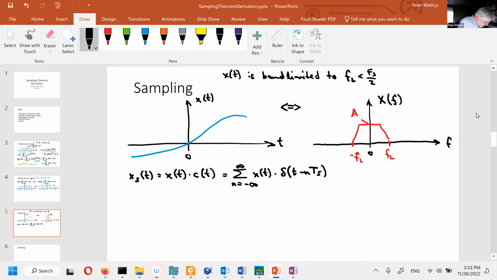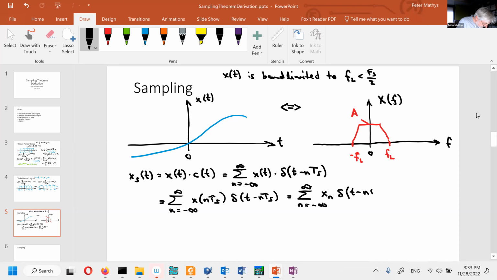And this we can in turn write as being equal to the sum of n equal to minus infinity to plus infinity of x of n times ts times delta of t minus n times ts, where we make use again of the shifting property of the delta function. And then we further simplify that somewhat to say that this is the sum over n equal to minus infinity to plus infinity of x sub n times delta of t minus n times ts.